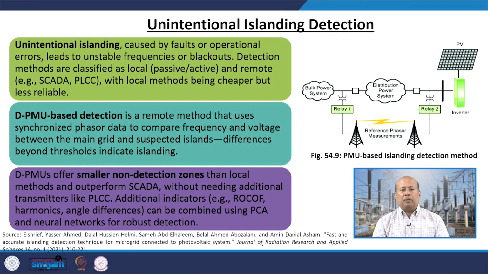Now, differences beyond a threshold indicate islanding. Now, D-PMU offers smaller non-detection zones than local methods and outperforms SCADA without needing additional transmitters like PLCC. Additional indicators, example ROCOF, harmonics, angle differences, can be combined using PCA and neural networks for robust detection.